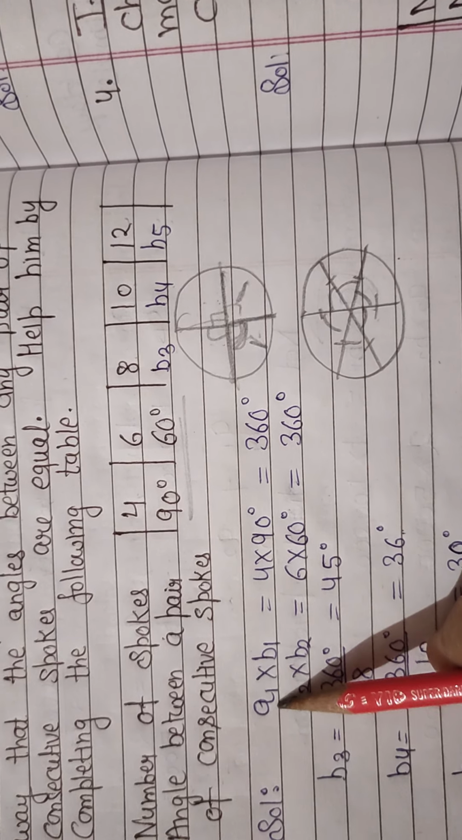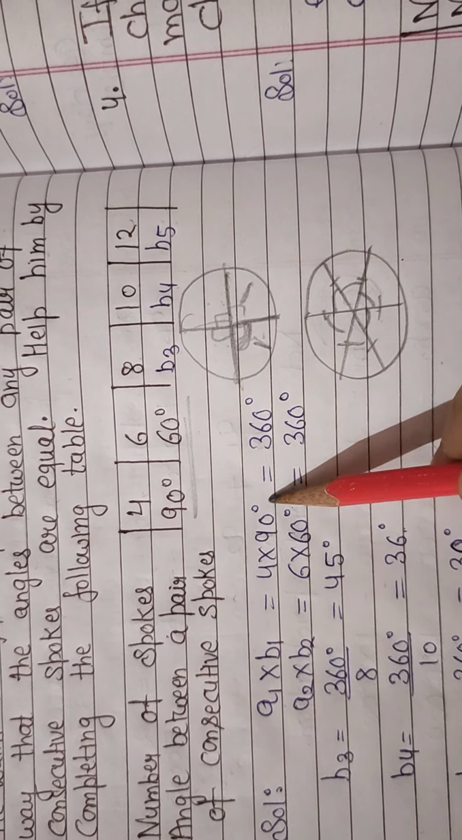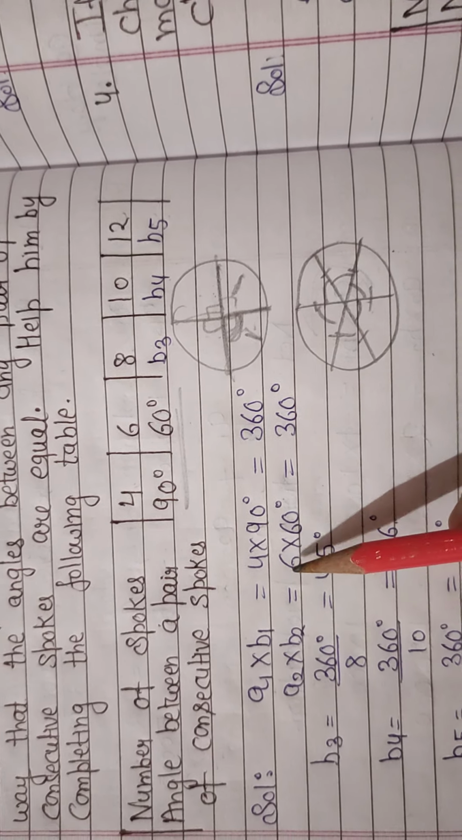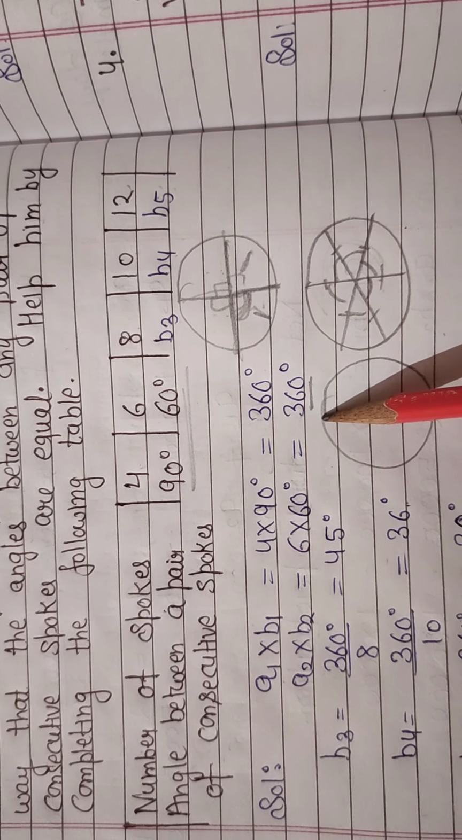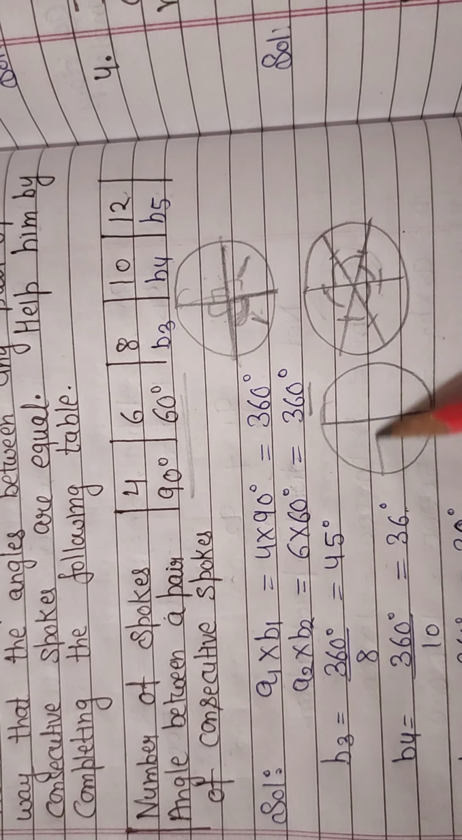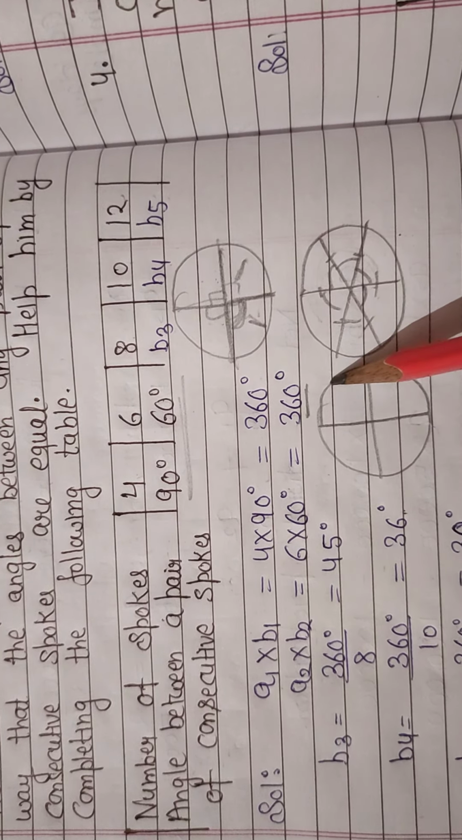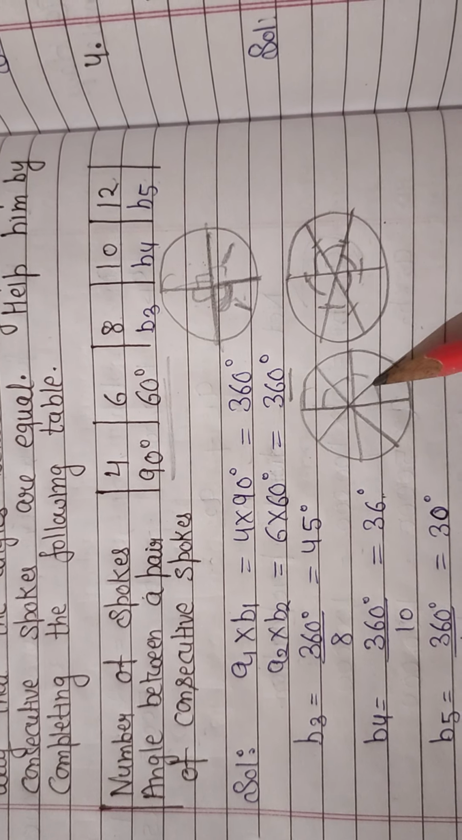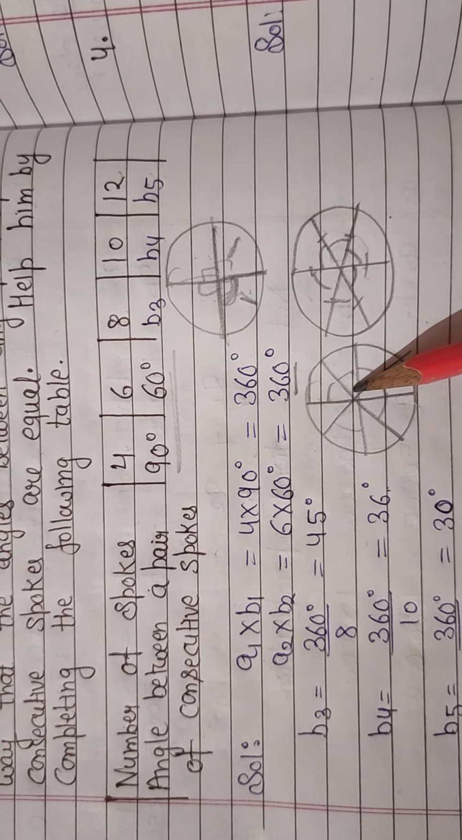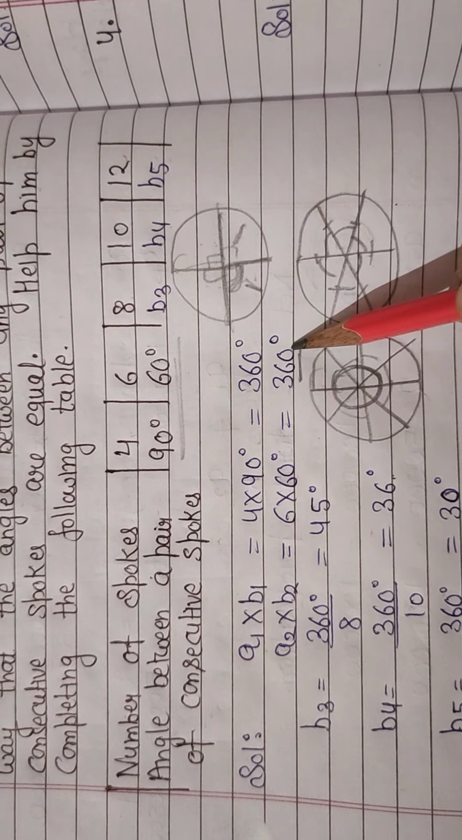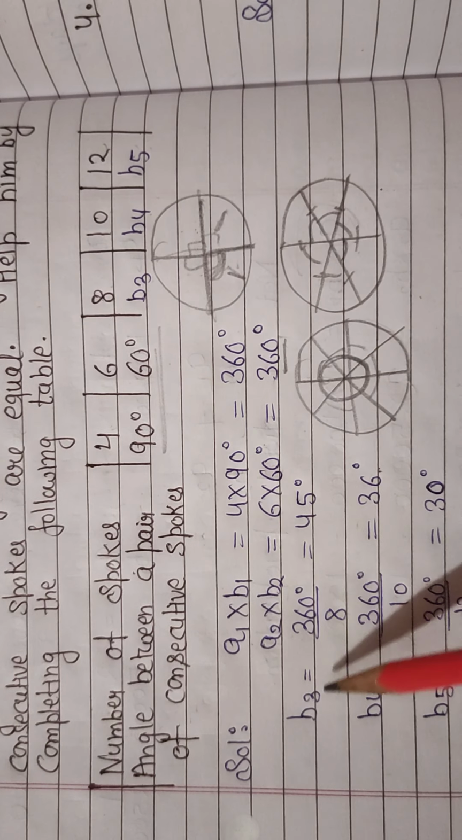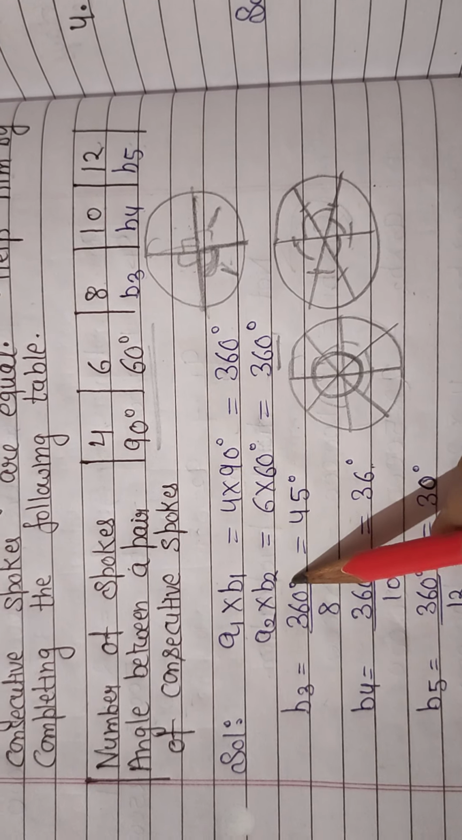Now here A1 into B1, 4 into 90 degree is equal to 360 degree. A2 into B2, 6 into 60 degree is equal to 360 degree. Actually here, what is fixed? A wheel is like a circle and he is using spokes. If we take 8 spokes, then we have to find the angle between the 2 consecutive spokes. So what is fixed here? Actually, the complete angle is fixed here, that is 360 degree. It will not change.